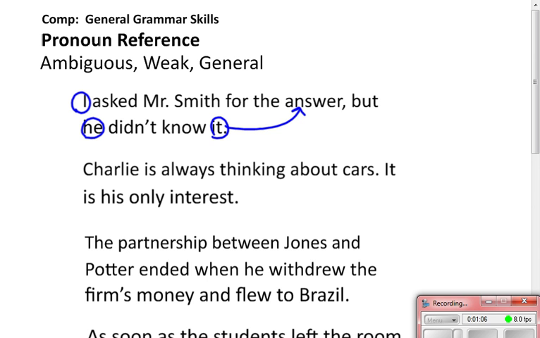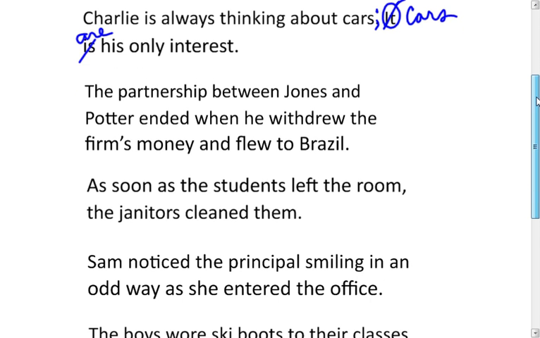Charlie is always thinking about cars. It is his only interest. In this case, though, what is it referring to? It doesn't go to cars, and it doesn't go to thinking. It is vaguely or generally referring to the whole idea of him thinking about cars. We understand, but it's very vague. It would be much better to say something like cars are his only interest. And this would be a great place for a semicolon to just show that close relationship.